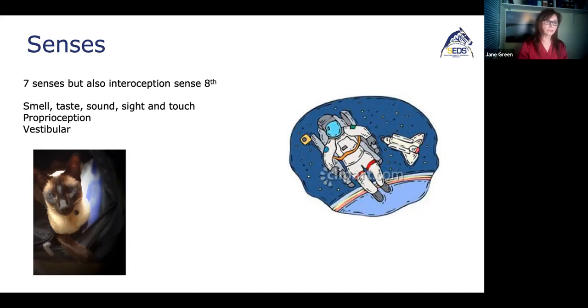The vestibular sense is also maintaining our balance. It's a bit like, I'm sure you know, when astronauts come back to Earth, they're actually carried out of the seat because they've lost their vestibular sense. So understanding our bodily feelings is really, really important, particularly for children.